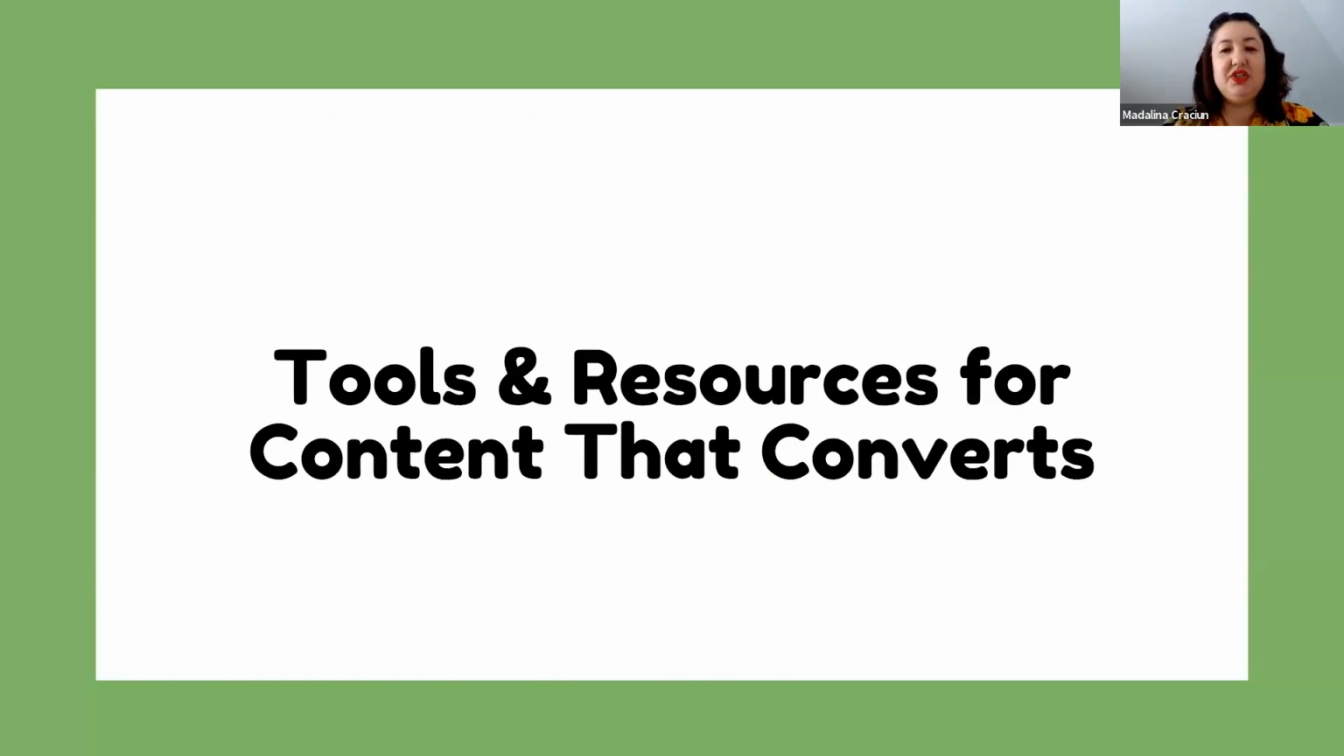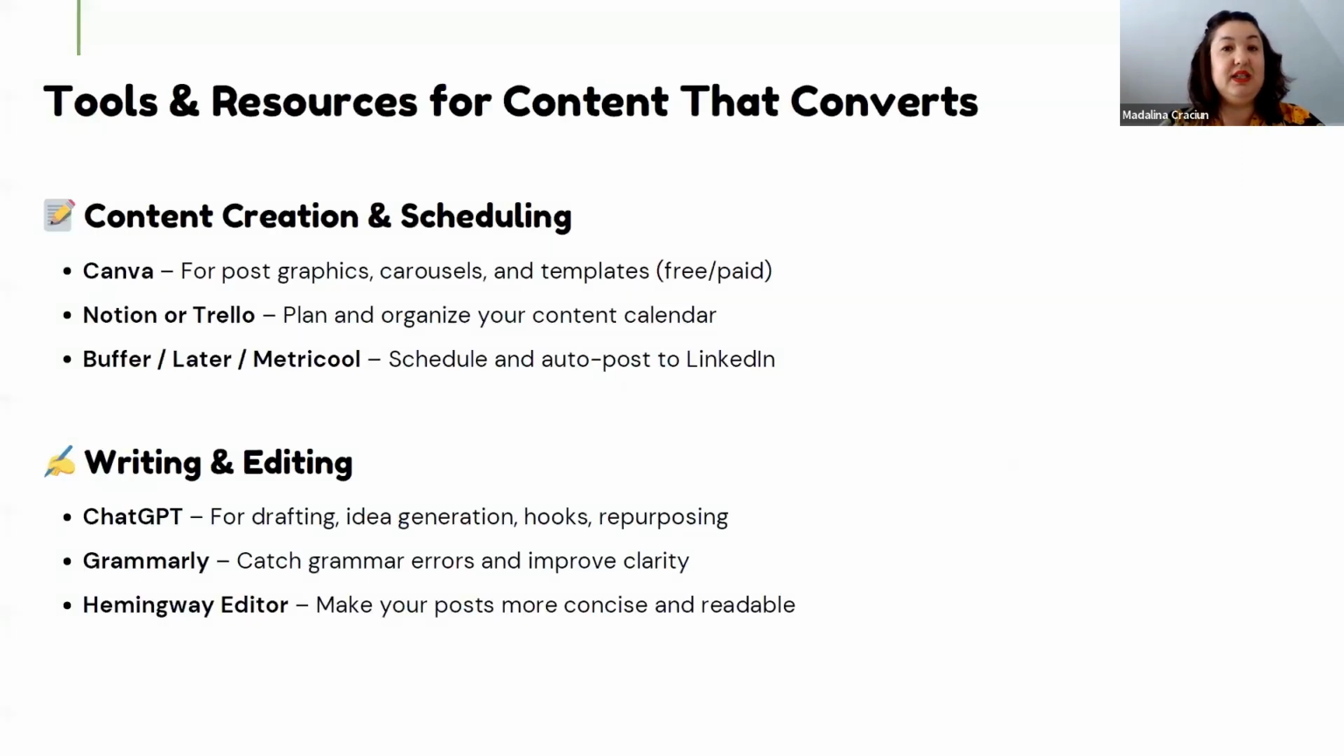I've created some tools and resources for content that converts. So for content creation and scheduling, use Canva for post graphics, carousels, and templates. You can use Notion or Trello to plan and organize your content calendar. Buffer, Later, or Metricool to schedule and auto post on LinkedIn. About writing and editing, obviously ChatGPT for drafting, idea generation, hooks, and repurposing. Grammarly to catch grammar errors and improve clarity. Hemingway Editor to make your posts more concise and readable.